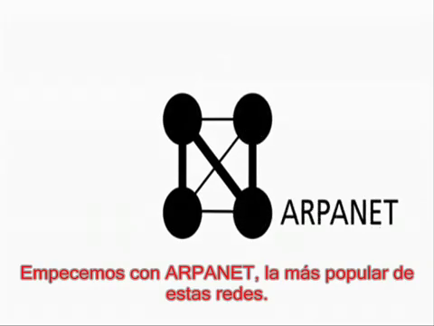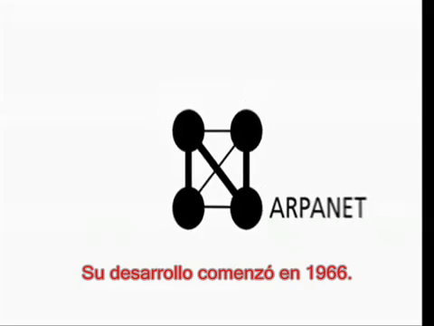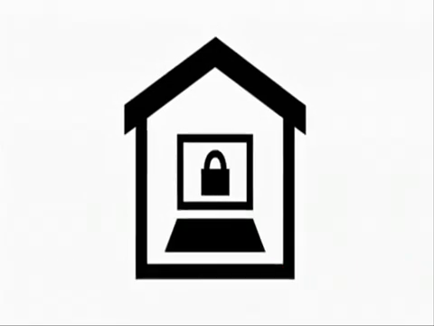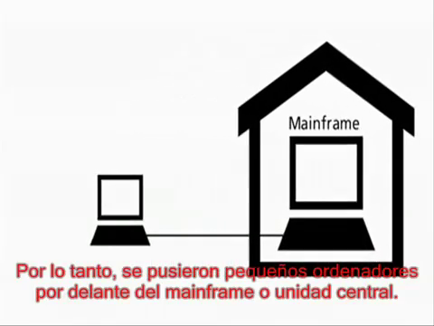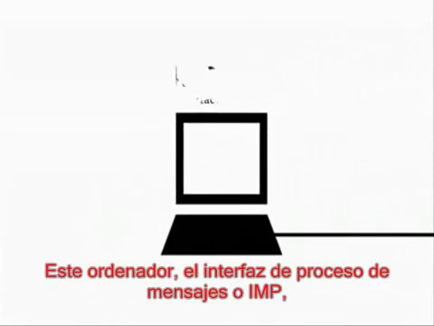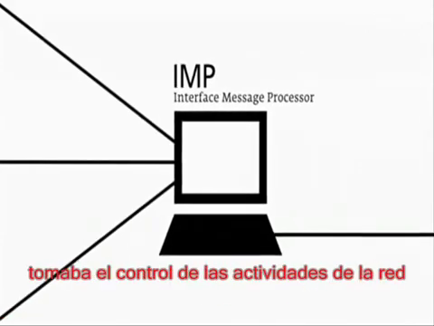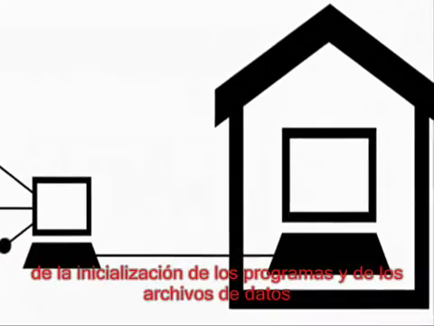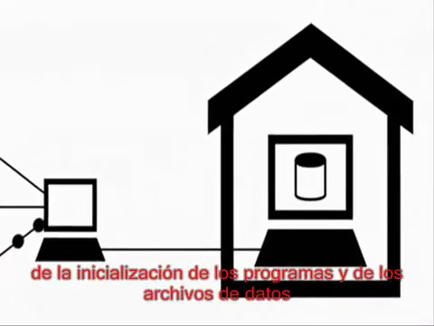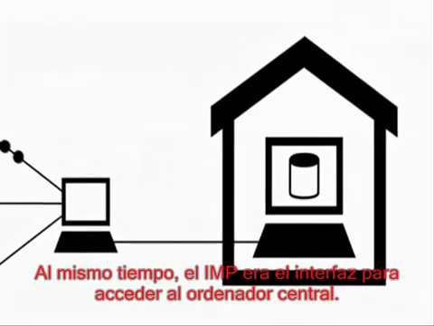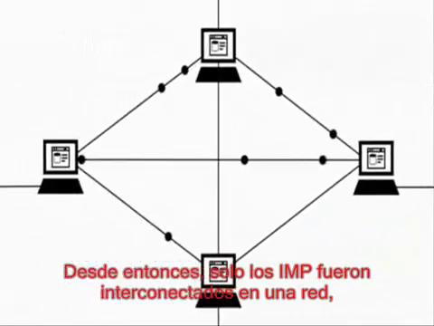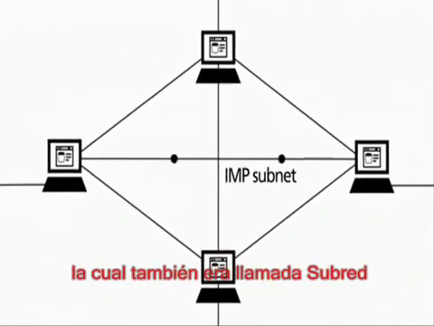Let's begin with the ARPANET, the most familiar of these networks. Its development began in 1966. Universities were generally quite cautious about sharing their computers. Therefore, small computers were put in front of the mainframe. This computer, the interface message processor, took over control of the network activities, while the mainframe was only in charge of the initialization of programs and data files. At the same time, the IMP also served as interface for the mainframe. Since only the IMPs were interconnected in a network, this was also called IMP subnet.